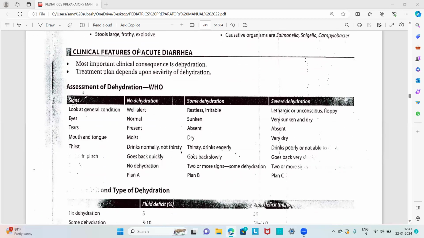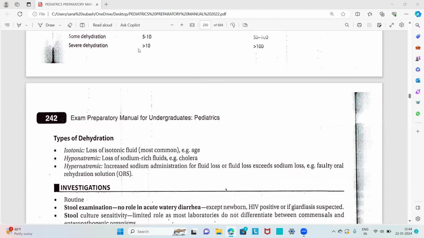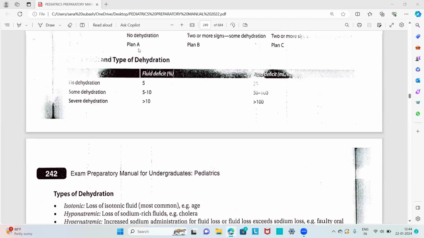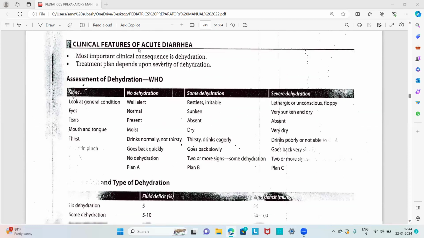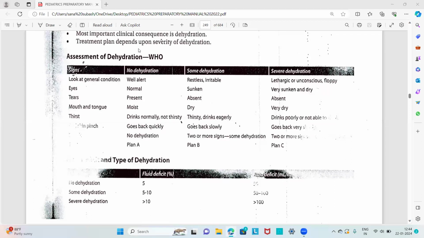Then another sub-question in our essays is the clinical features of acute diarrhea. The most important clinical consequence is dehydration, and the treatment plan depends upon the severity of the dehydration. So this is the table showing the WHO assessment of dehydration, which is usually asked as a sub-question in every essay regarding acute diarrheal diseases.